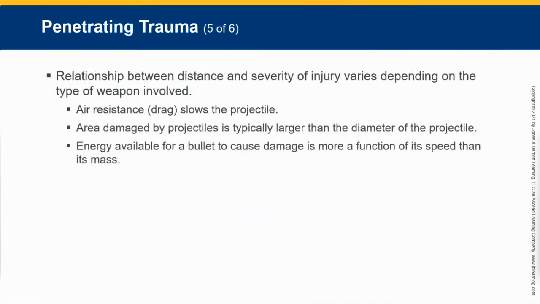So the relationship between the distance and severity of injury basically depends on the kind of weapon we're using. The farther away, the slower the bullet's going to be when it reaches its target. We have air resistance, right? Air resistance, often referred to as drag. It slows the bullet as it's approaching its target, so it can decrease the depth of penetration, decrease the energy of the projectile, and reduce the damage of tissue. So that's kind of common sense, right? If you get shot from 2 feet away or from 200 feet away, you would expect less damage at 200 feet away if the same type of projectile were being used in both.